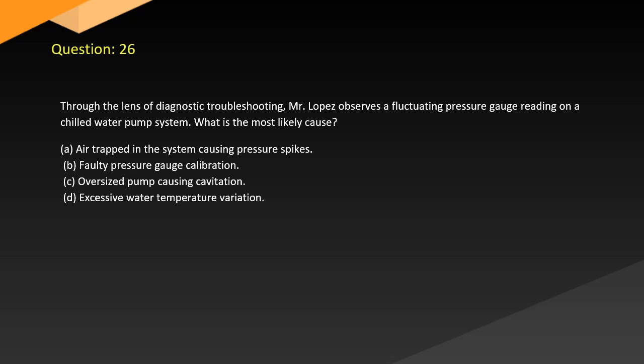Question 26. Through the lens of diagnostic troubleshooting, Mr. Lopez observes a fluctuating pressure gauge reading on a chilled water pump system. What is the most likely cause? A. Air trapped in the system causing pressure spikes. B. Faulty pressure gauge calibration. C. Oversized pump causing cavitation. D. Excessive water temperature variation.